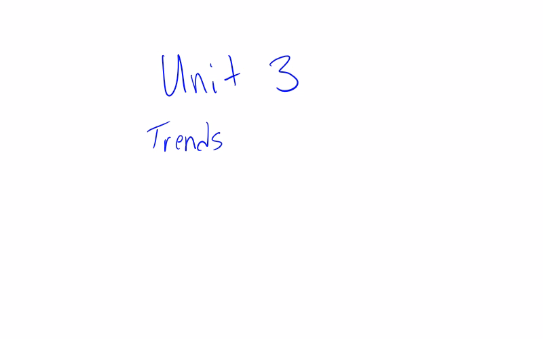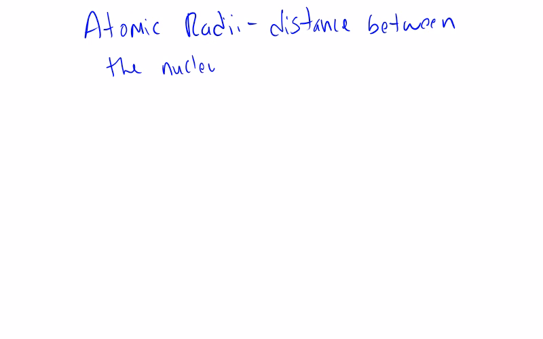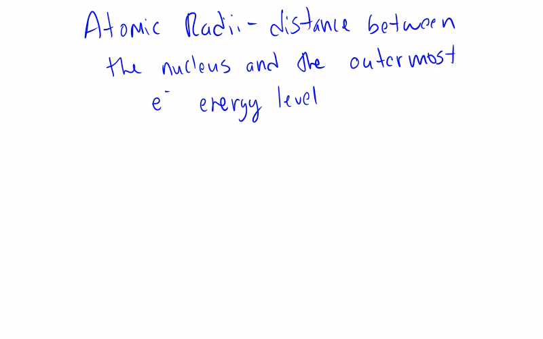We are going to talk about our first trend, so let's go ahead and get started talking about the atomic radius. Atomic radii. The atomic radii is simply the distance between the nucleus and the outermost electron energy level. So the distance between the nucleus and the outermost electron energy level.